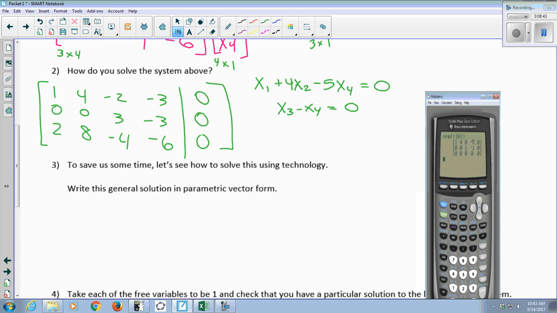So what are my pivot variables? What are my basic variables? x1 and x3. Yeah. So the pivot positions are here and here. That's the x1 column and the x3 column. So x2 and x4 are free.